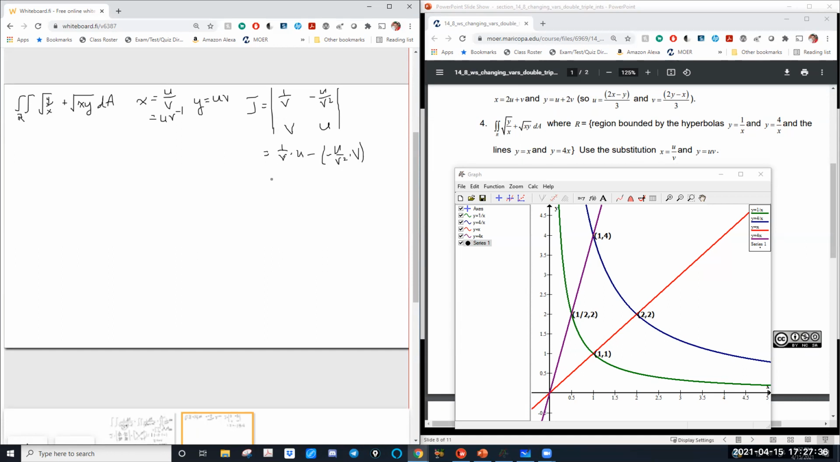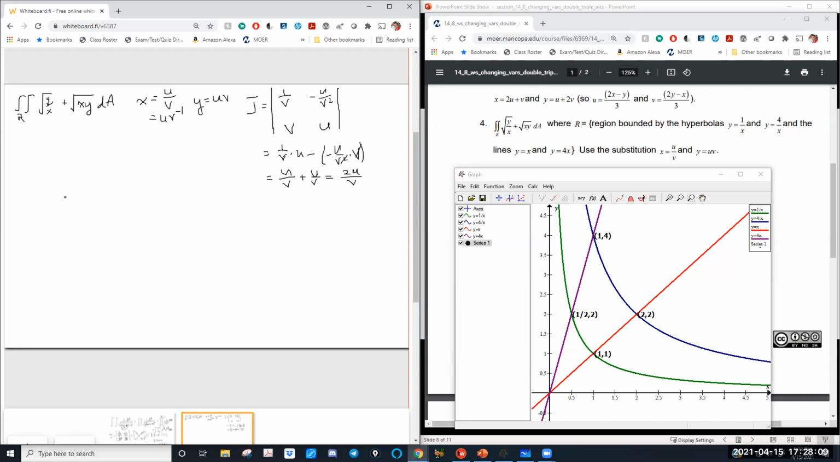So what do we get? Over here we get u over v minus a negative, so it's going to be plus. And we can essentially cancel this v out with one of our v's down here. So plus u over v. So we get 2u over v. If you want to write the 2 out front, totally fine, because we got 2 of them. That is our Jacobian. We have to make sure we put that in as part of our dA.